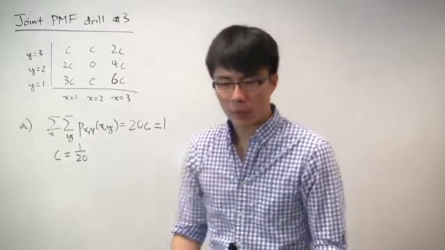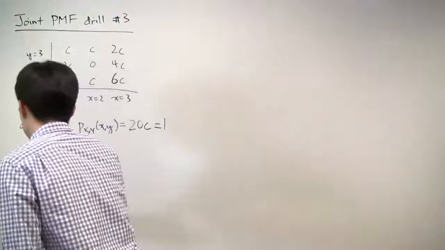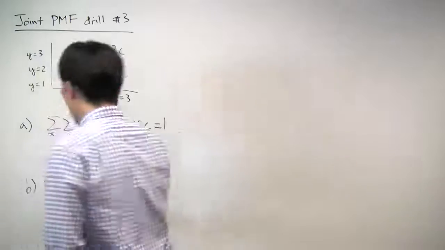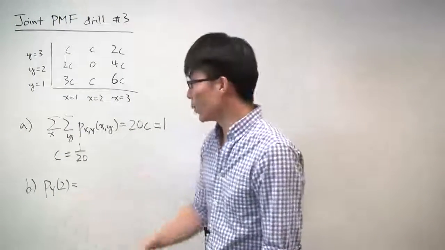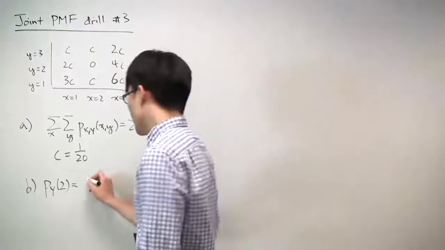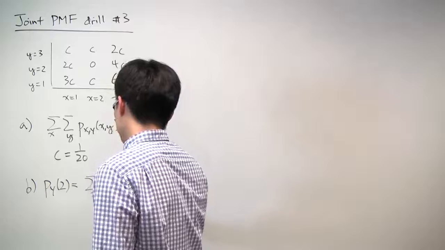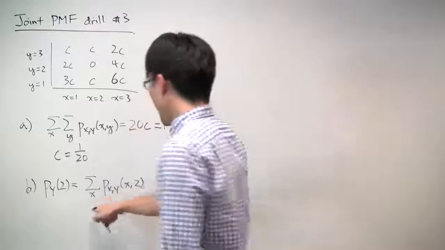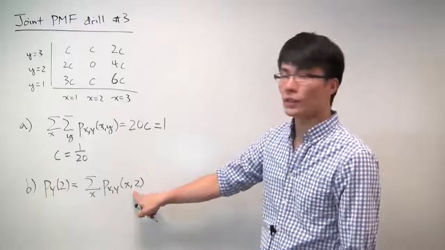And now the second part of the question asks us to find a marginal. So what is the marginal PMF of y evaluated at 2? What does this actually mean? Remember, to calculate this, what we do is we take the joint and we add up all the x's, holding y fixed at 2.